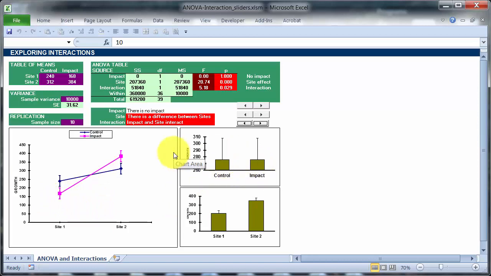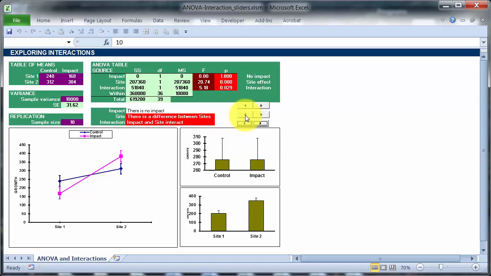So the interaction says something complicated is going on. And so when there's an interaction, I can't just look at the summary, control impact, site 1, site 2. I've got to go in here and look at the actual means for every site and for control and impact. Now this type of graph, if you draw it in a statistical package, is often called an interaction plot because it shows the interactions between the factors.